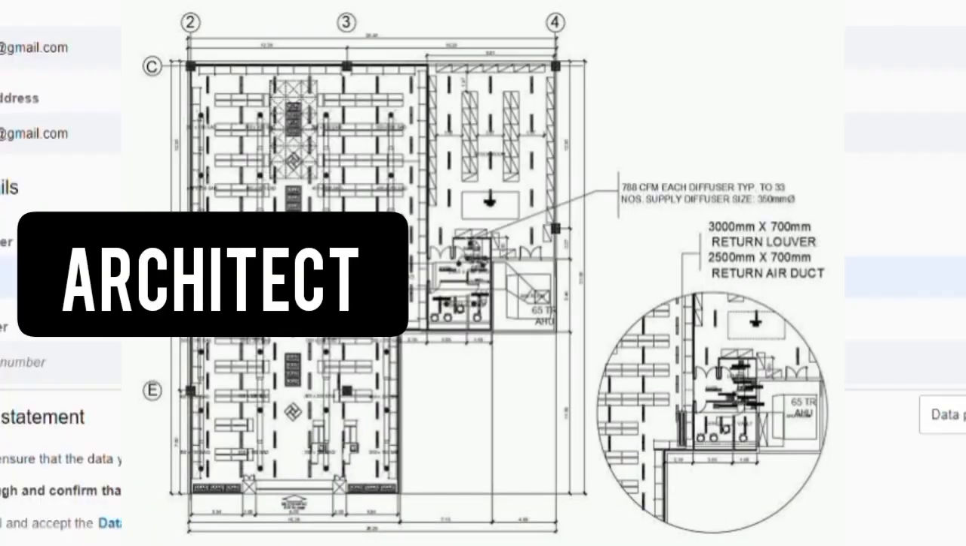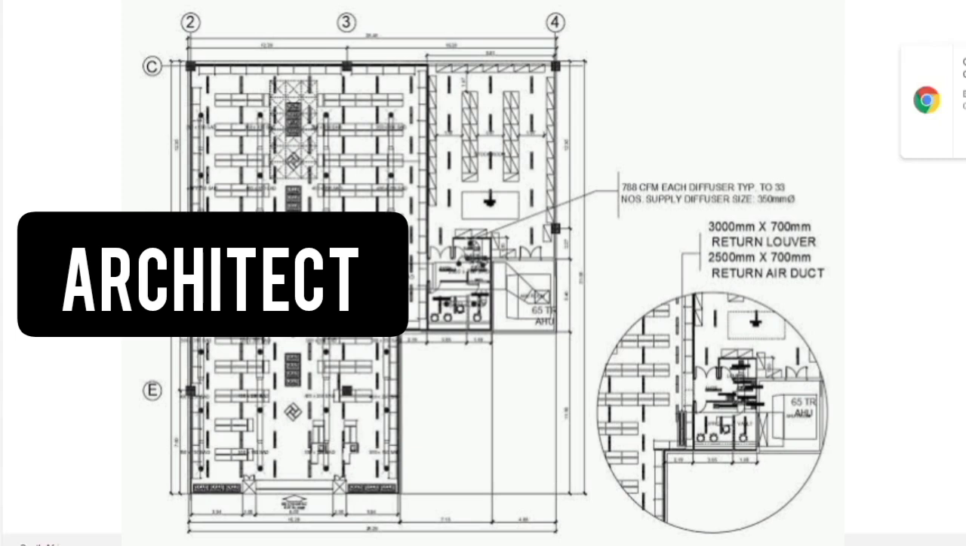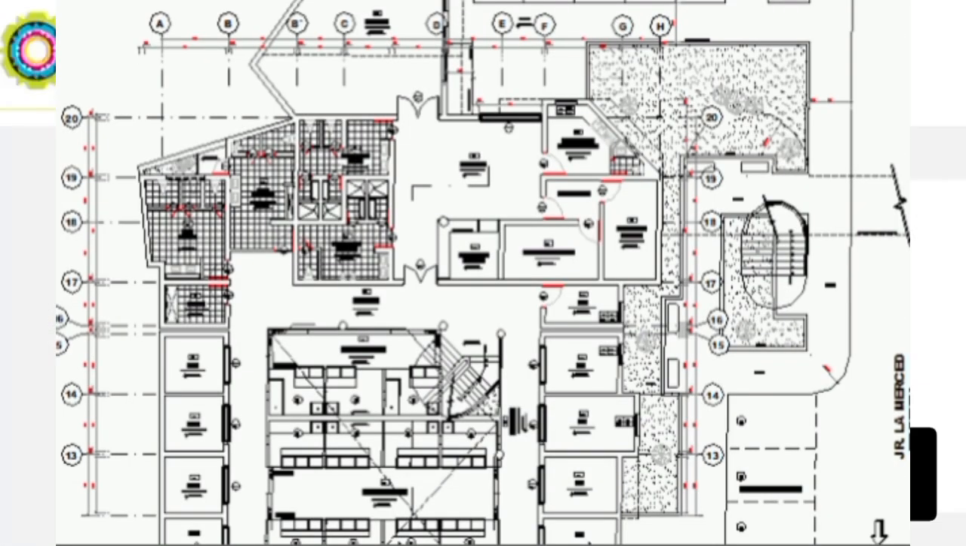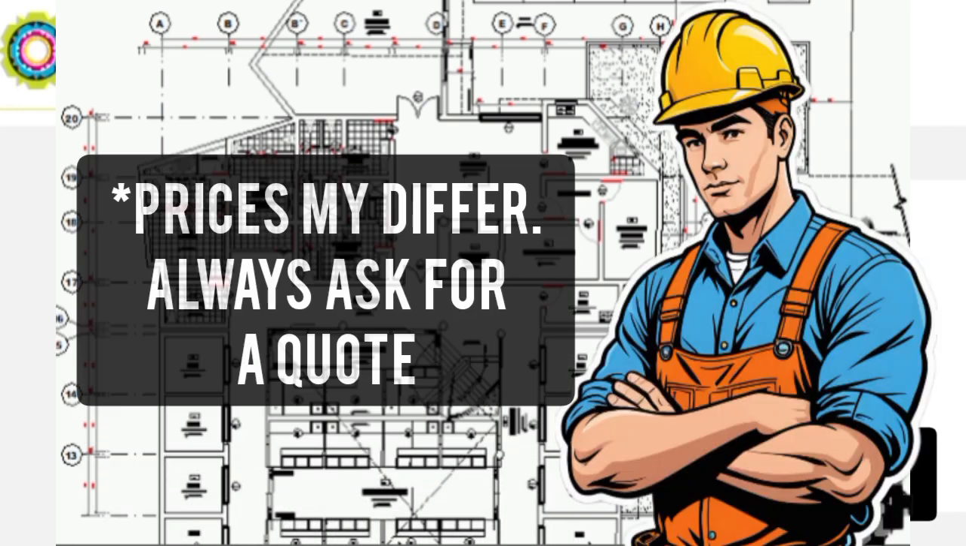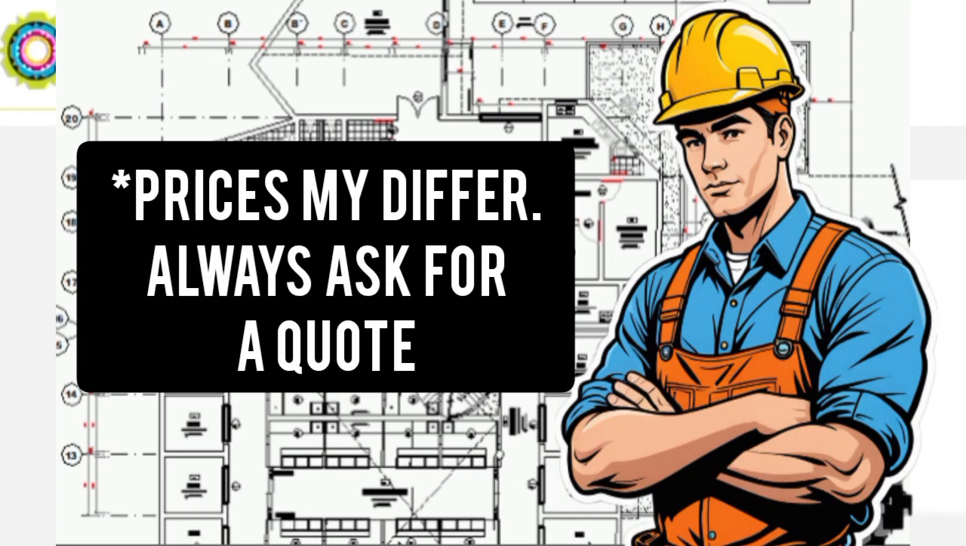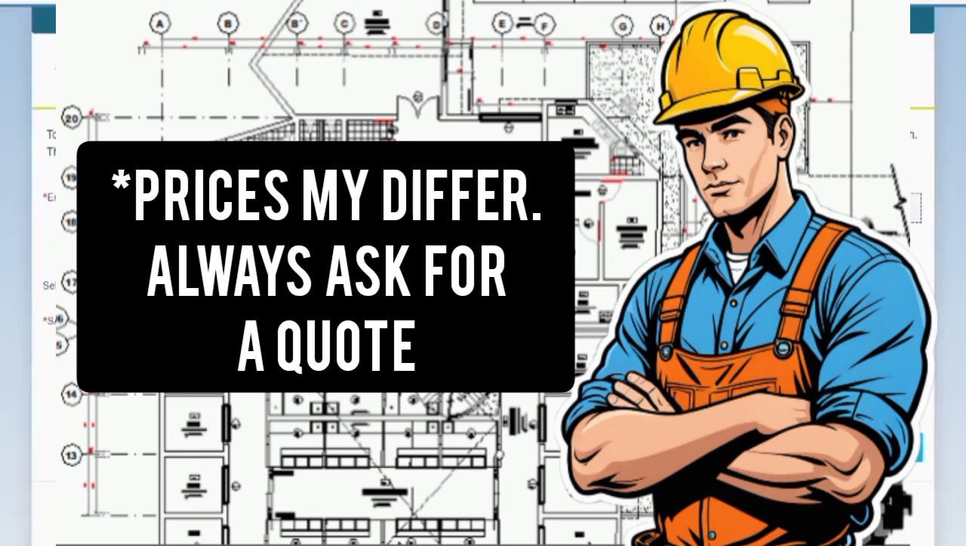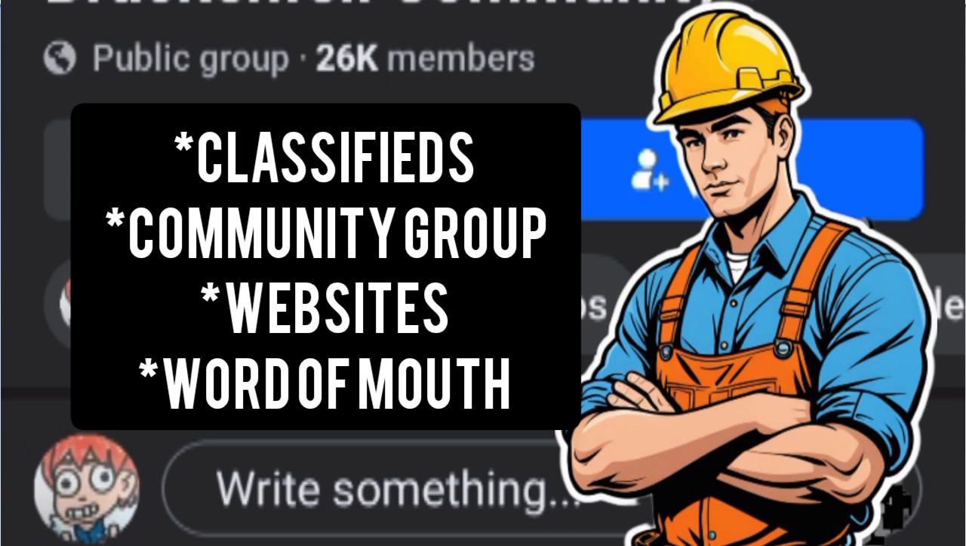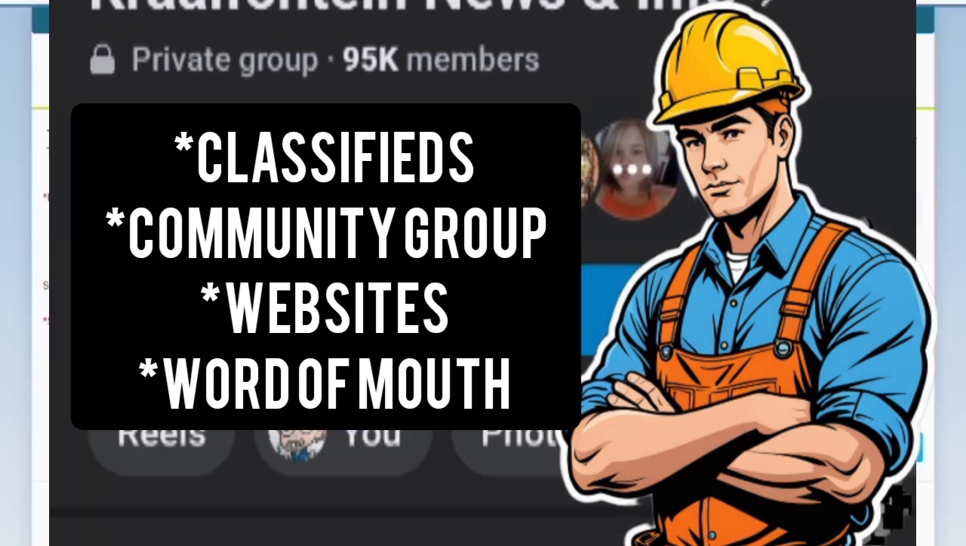An architect, on the other hand, is typically used for major projects, commercial, industrial, high-rise buildings and technical drawings. For this reason, an architect can be more expensive. Their qualifications may vary, and some might be more experienced than others. They can usually be found in your local newspaper's classified section, community Facebook groups, websites, referral and word of mouth.